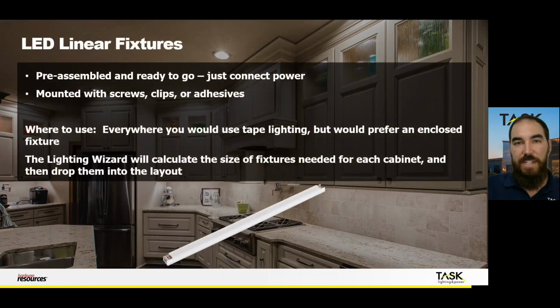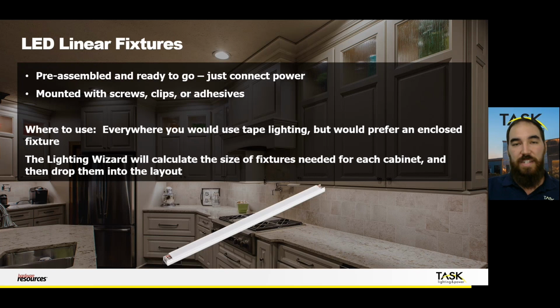Okay, LED linear fixtures. This is just a different type of lighting, another option that you've got in here. If you've seen tape lighting, then maybe you've seen a pre-assembled light fixture, right? What that means is all the labor and the legwork has been done. The fixture comes ready out of the box with connectors attached to either end. So all you've got to do is screw up mounting clips, snap it into place, and connect power, and it's good to go.